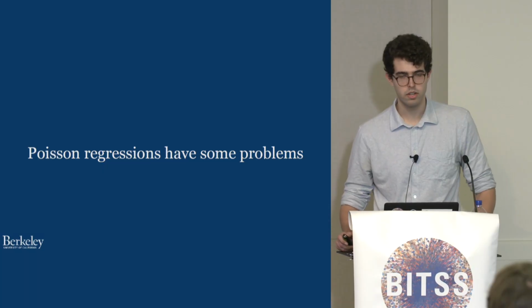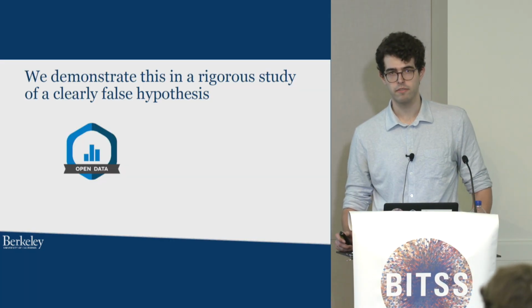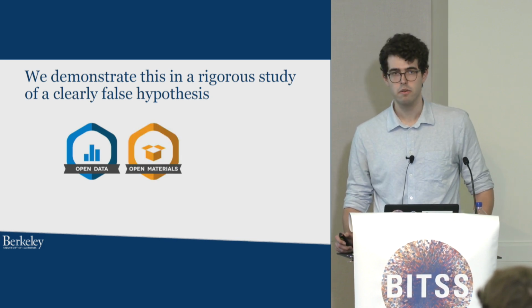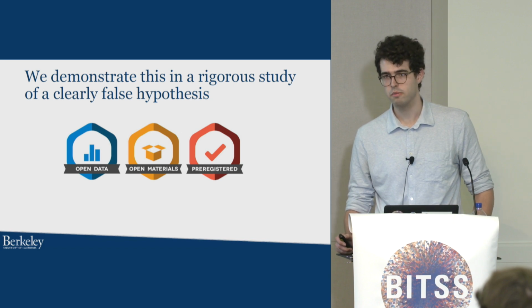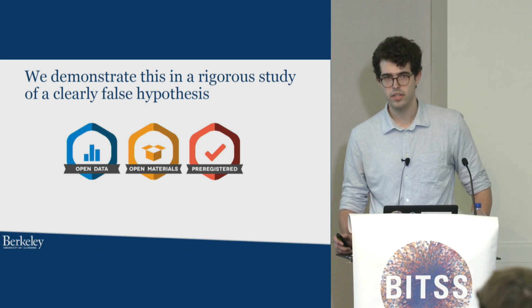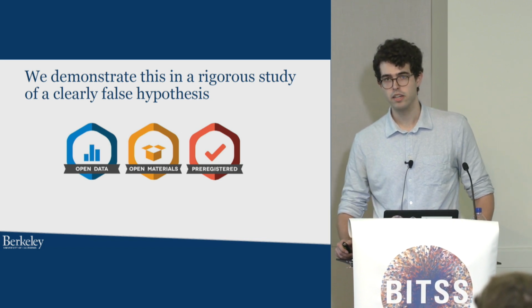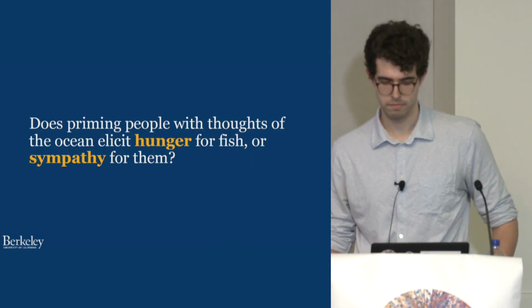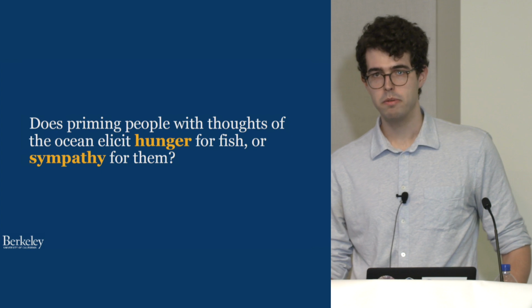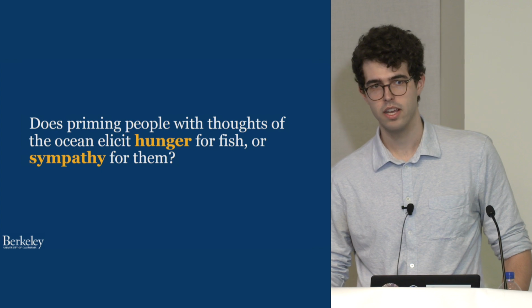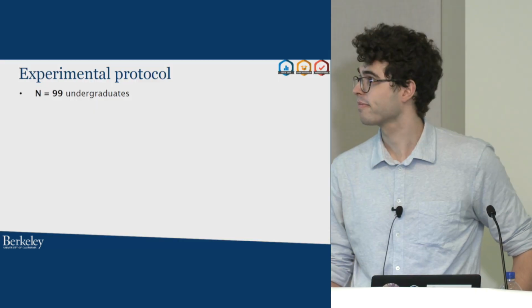And to demonstrate this, to make this intuition really clear, we're going to run an excellent, extremely well-designed study of an extremely false hypothesis. So we're going to use open data, open materials, and we're going to pre-register every single one of our analyses, our DVs, our IVs, everything's going to be in there. So we're using what is kind of best practices in science. But we're going to be testing a completely ridiculous assumption. We're going to be asking, does priming people with thoughts of the ocean elicit hunger for fish or sympathy for them? So let's talk about how we operationalize this.